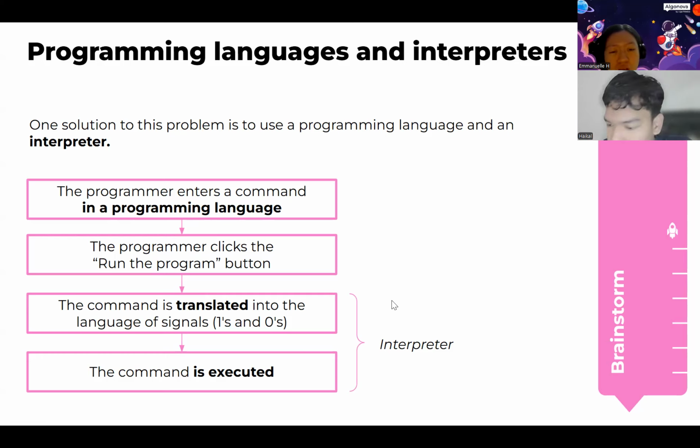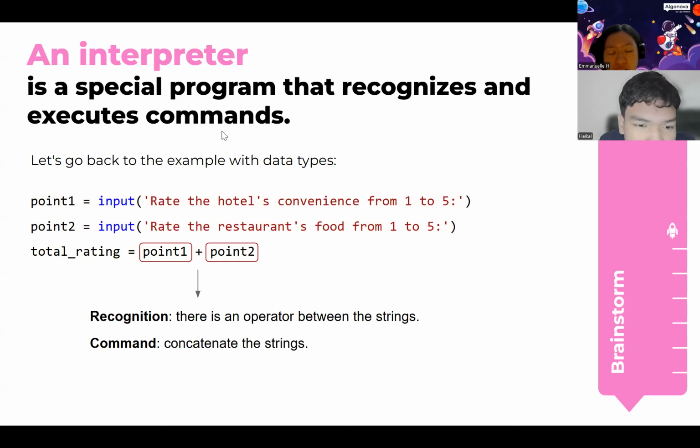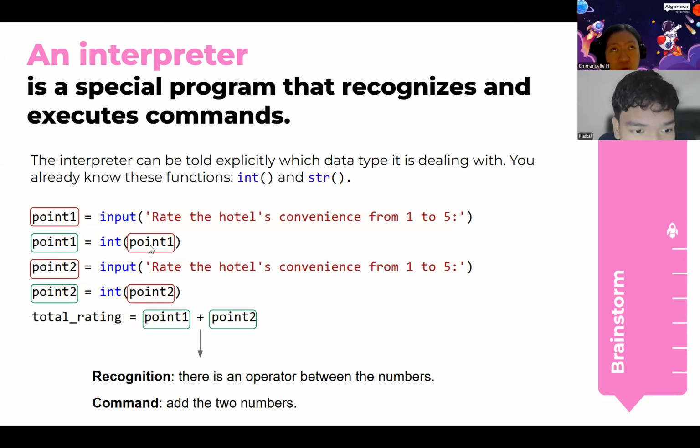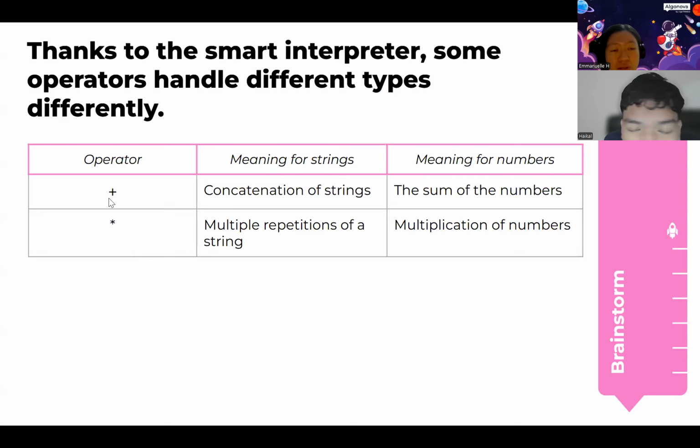So the one who translates is the interpreter. An interpreter is a program that recognizes and executes the commands. So how do we fix the program previously? We use integer: after using input, we use integer. In string and in number, plus is quite different. In a string, plus is concatenation.